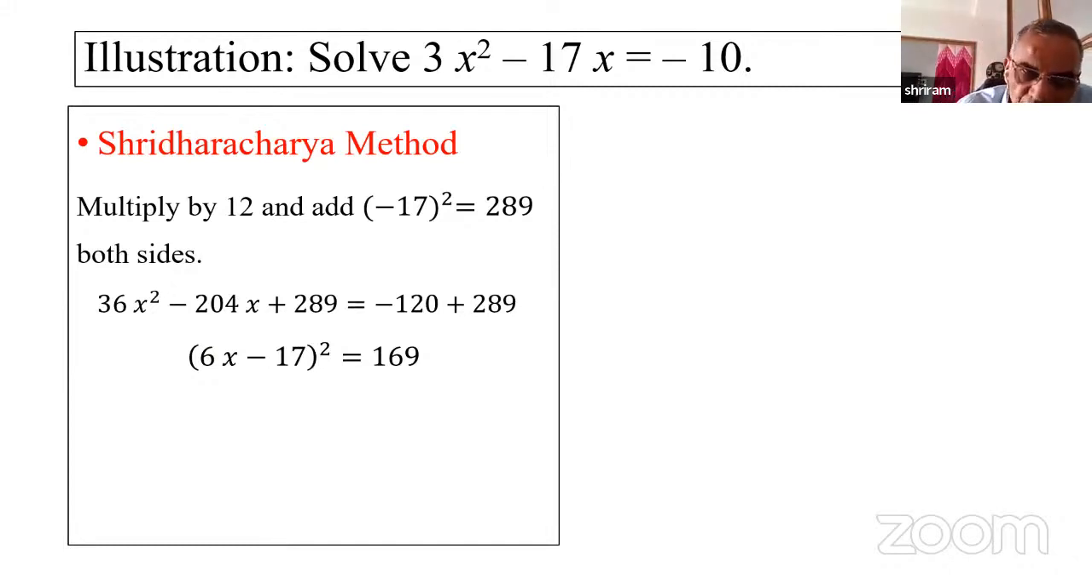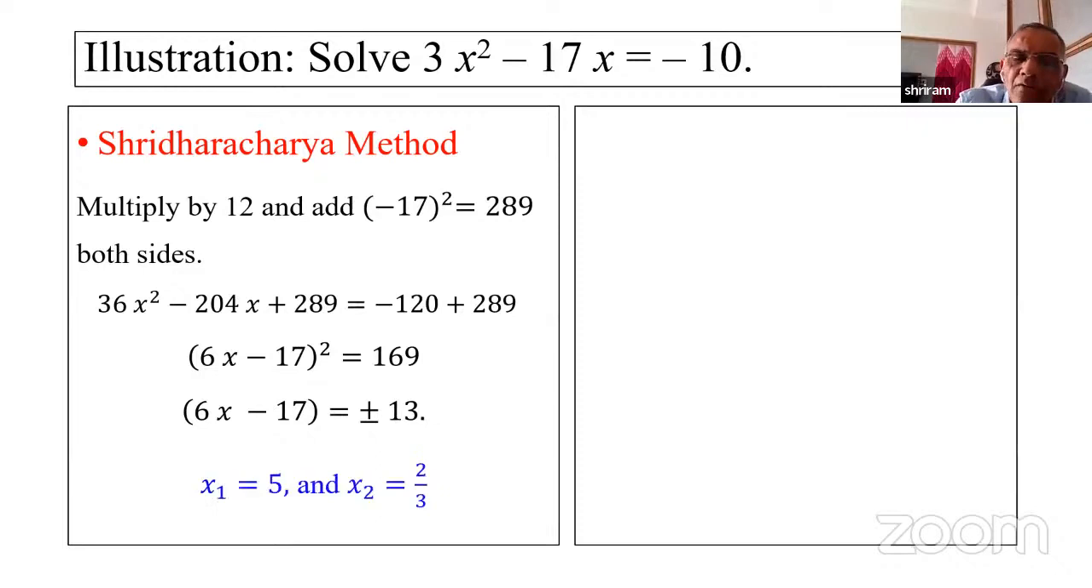169 is a perfect square. So when we take the square root, we will get 6x minus 17 equal to plus minus 13. And the roots are 5 and 2 by 3. When we solve that equation, 6x minus 17 equal to plus 13 will give me 5, and minus 13 will give me 2 by 3.